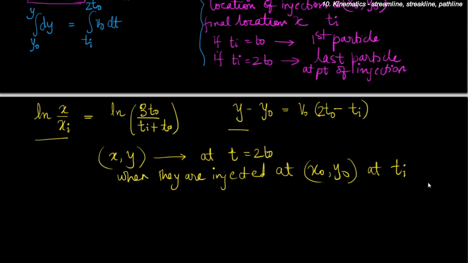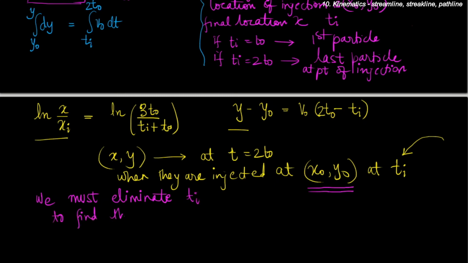So now if I am able to eliminate this parameter ti, I will end up with a locus of all x and y's which have been injected at this particular time at any previous time ti. So we must eliminate ti to find the locus, because ti is the parameter which decides where x and y should be.